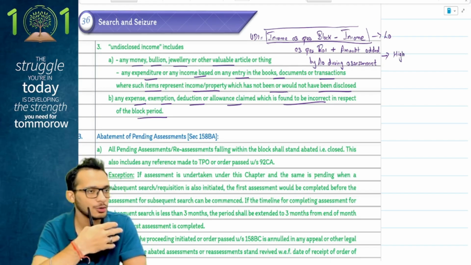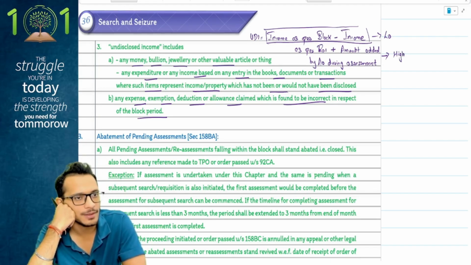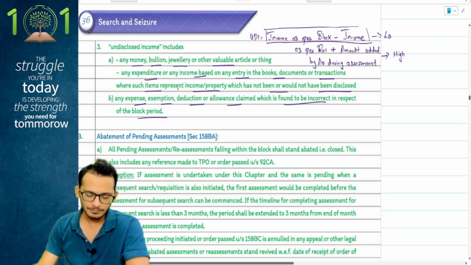We have a computation model, people. I'll show it in the bottom. I'm just disclosing it to you. Clear?